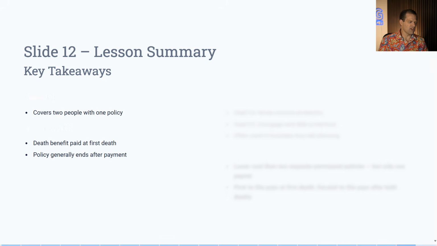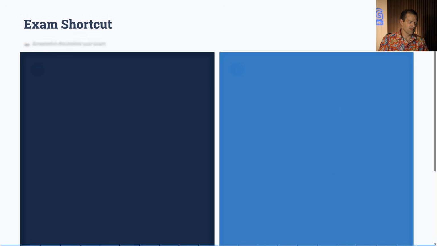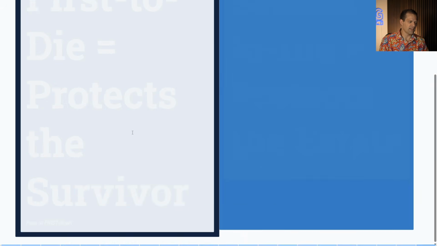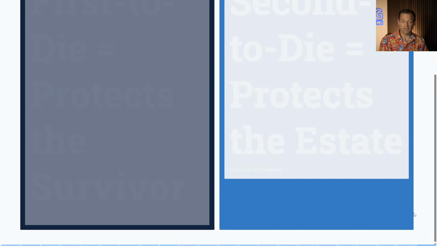So summarizing here again, joint first to die plans cover two people, the death benefit is paid at the first death, and it ends after the first payment. Used for family income protection, mortgage and debt protection, and sometimes business buy-sell planning. It has lower cost than two separate permanent policies. A first to die pays at the first death, second to die pays after both deaths. So, exam shortcut again, sorry you can't see this very well: first to die protects the survivor, second to die protects the estate. Make sure you understand both.